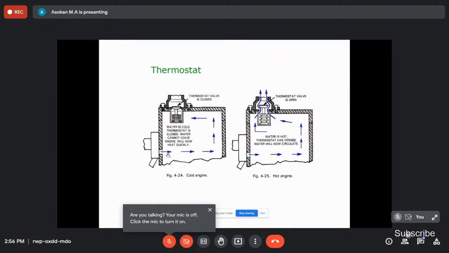Right? So in a cold engine, the cooling water never enters into the radiator. So here the thermostat valve is closed. Once it attains the normal temperature, then only it opens, then the coolant enters through the thermostat and it goes to the radiator.